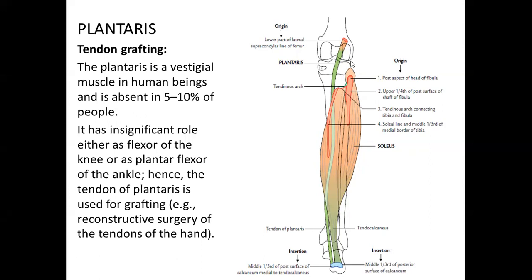as you can see here, this is the origin, that is lower part of the lateral supracondylar line of the femur. Then what happens, the tendon blends with the medial margin of the tendon of Achilles, and is inserted into middle 1/3 of the calcaneum, posterior surface of calcaneum, but it is attached medial to the attachment of the tendon of Achilles. So middle 1/3 of the posterior surface of the calcaneum, medial to the tendon of Achilles.